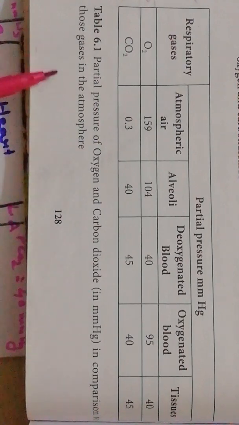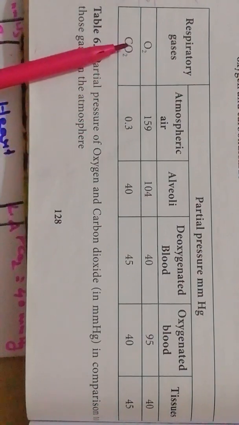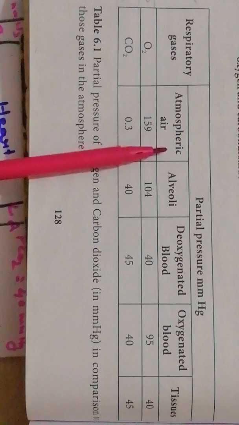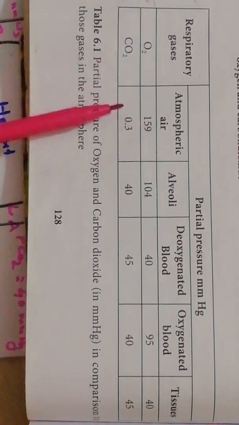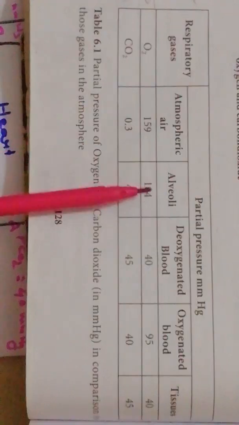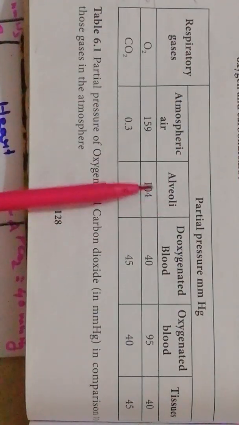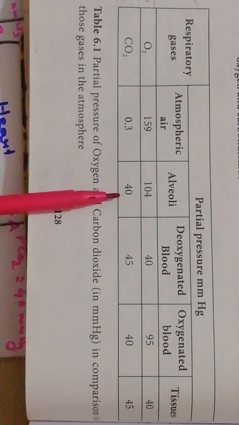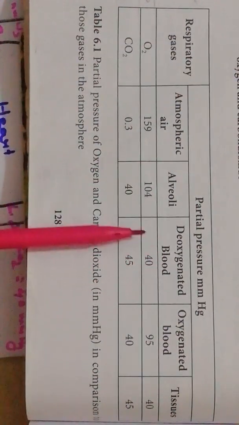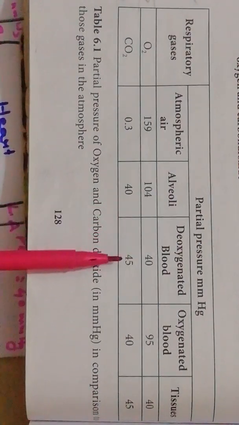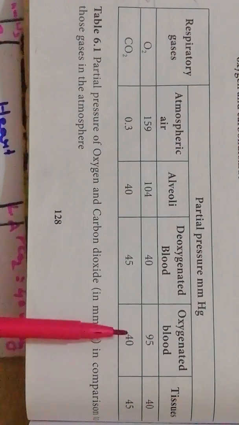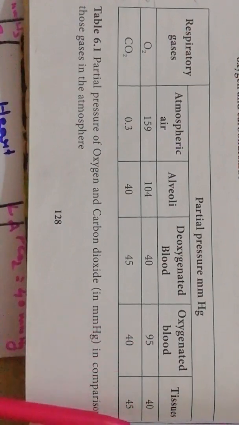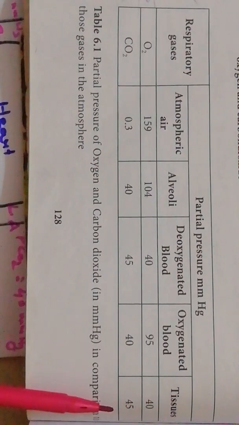In comparison with those gases in the atmosphere, right? So listen, the respiratory gases here are oxygen and carbon dioxide. Atmospheric air has an oxygen level of 159 and a carbon dioxide level of 0.3. In the alveoli, oxygen is 104 and carbon dioxide is 40. Deoxygenated blood has oxygen 40 and carbon dioxide 45. Oxygenated blood has oxygen 95 and carbon dioxide 40. And in the tissues, oxygen is 40 and carbon dioxide is 45.